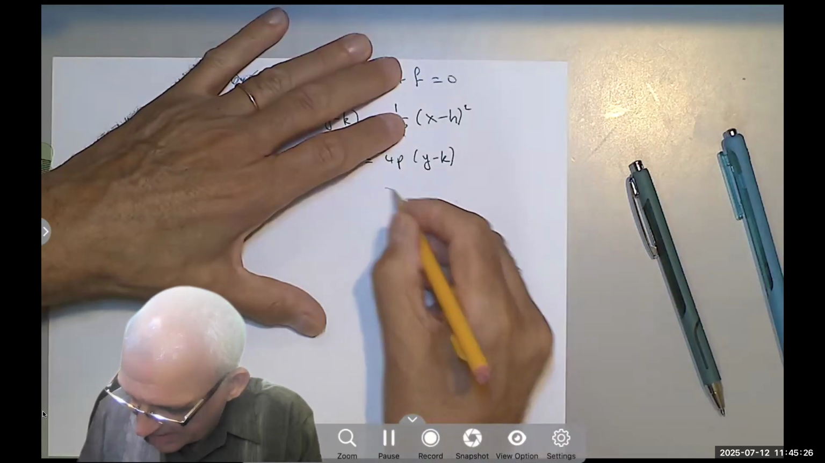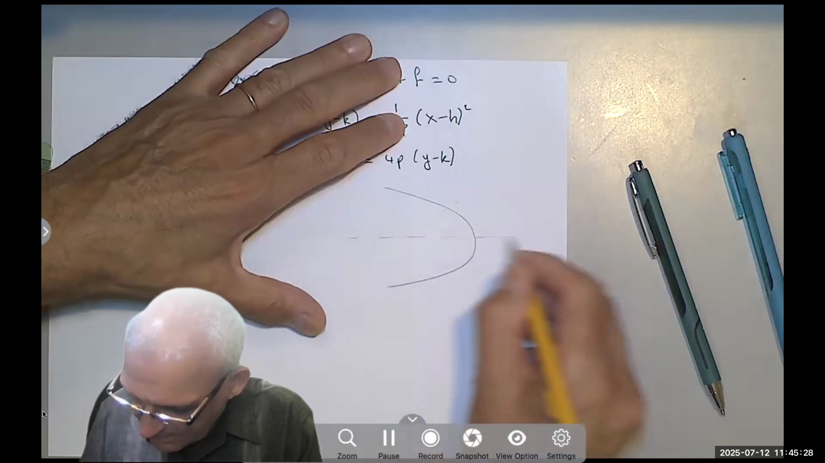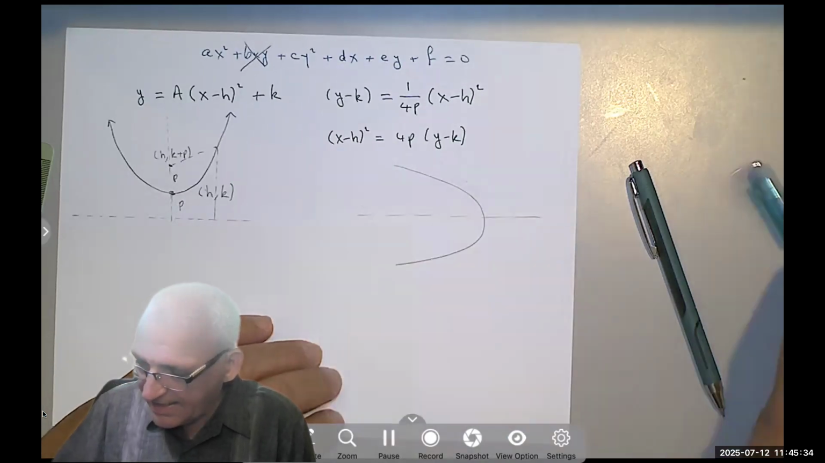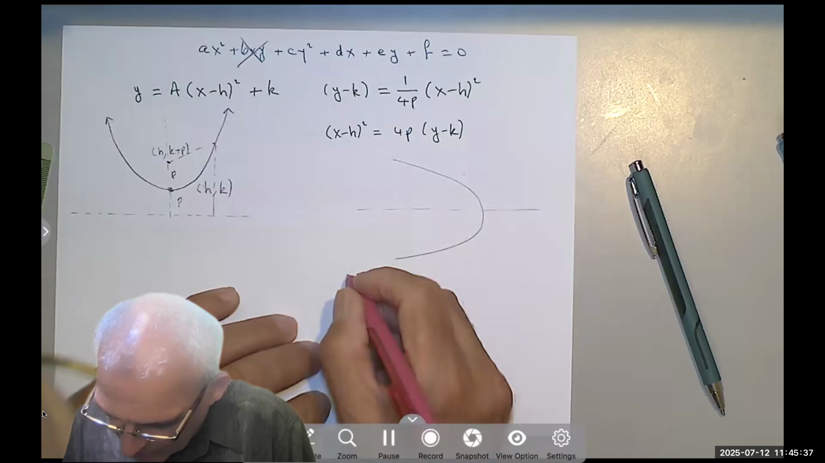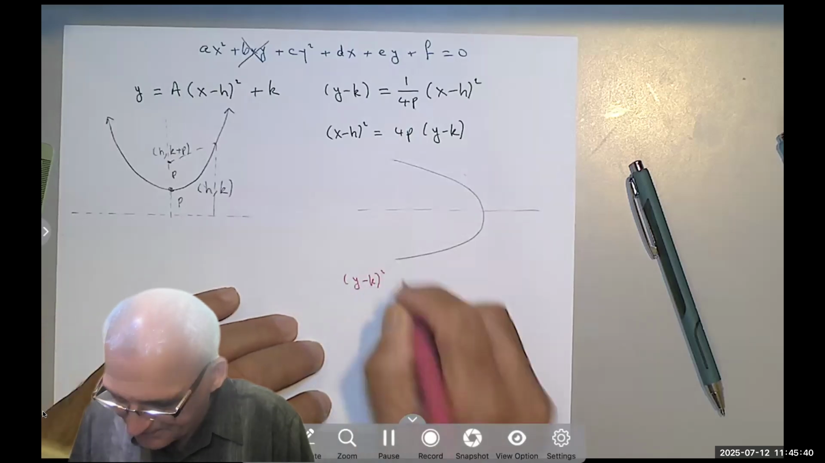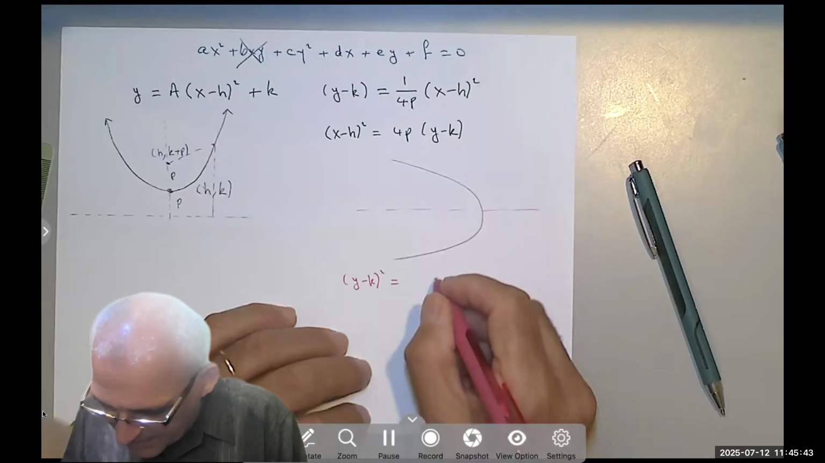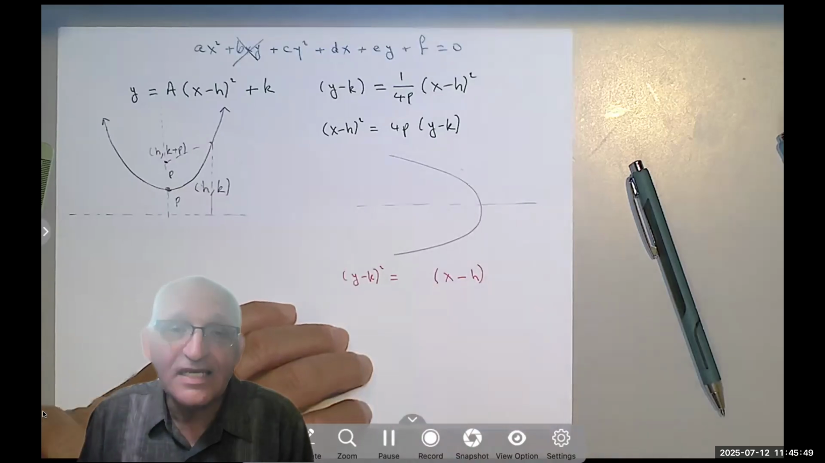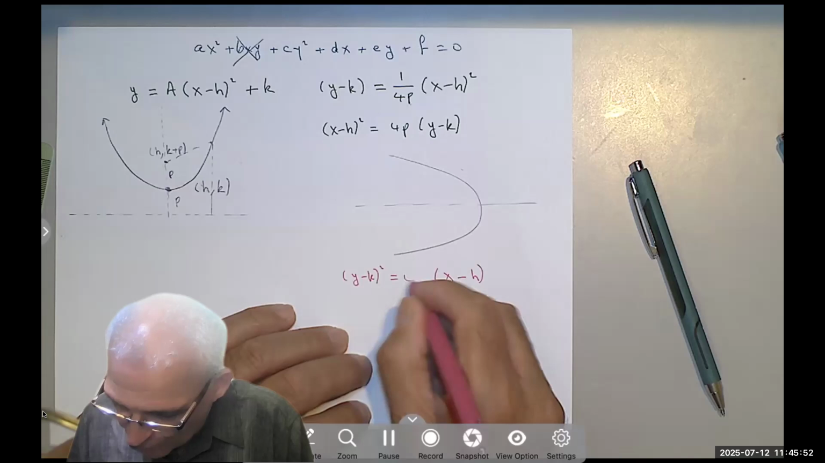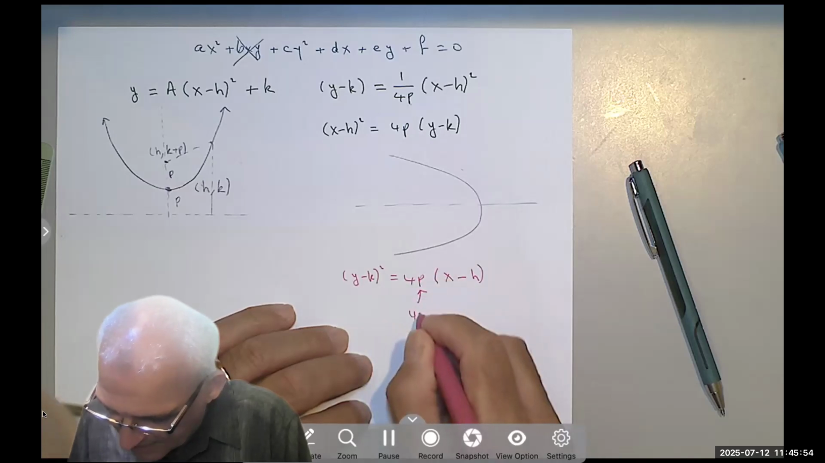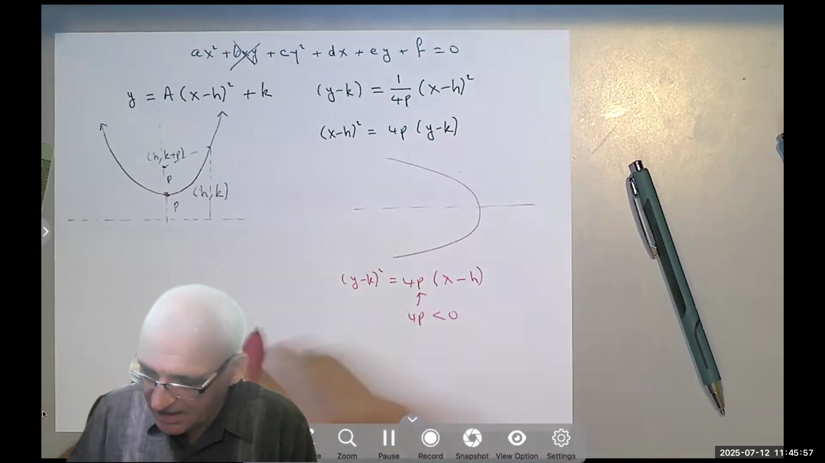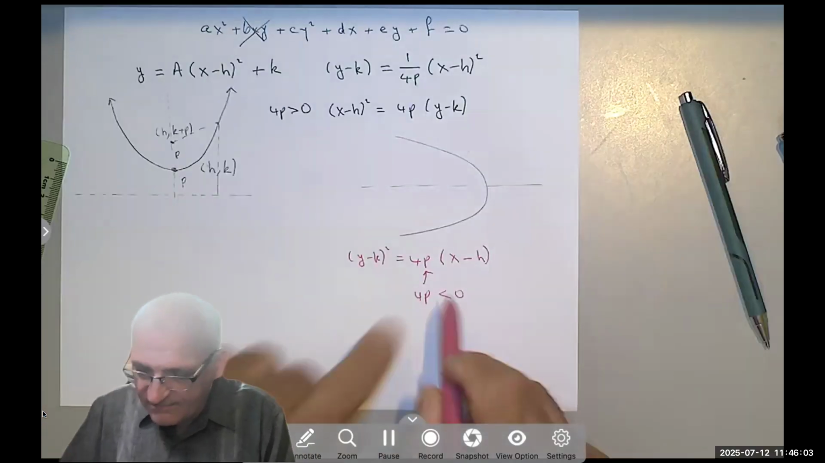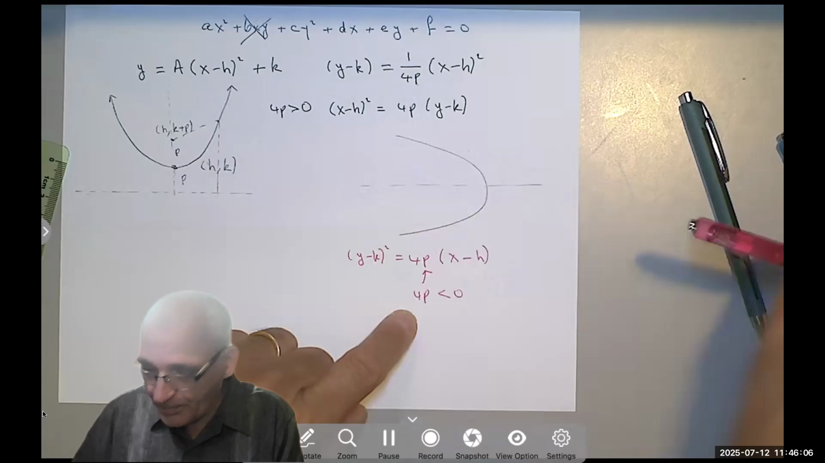Let's say it's opening to the left. So now the x would be the linear and the y would be the square. So I would have (y minus k) squared equals something times (x minus h), but that something has to be negative. So if I say 4p, here 4p is less than 0, and in this case, 4p is greater than 0. So if it's negative, it's opening to the left. If it's positive, it's opening to the right.